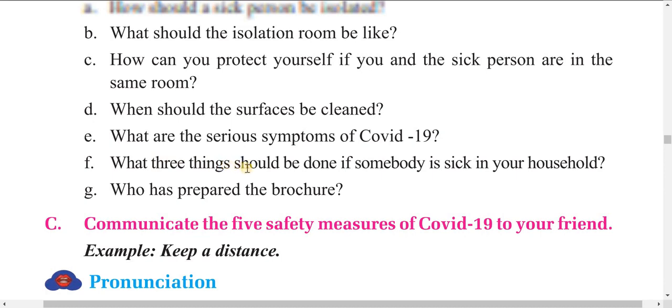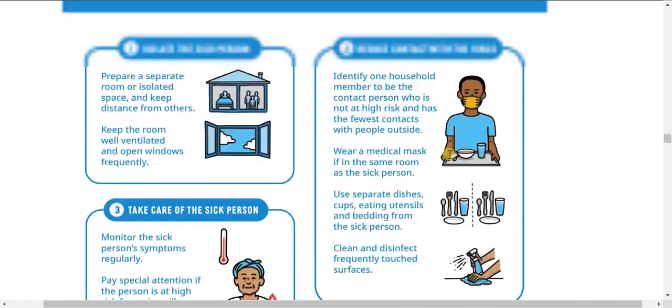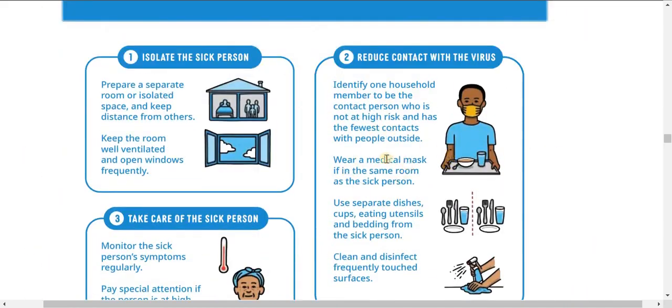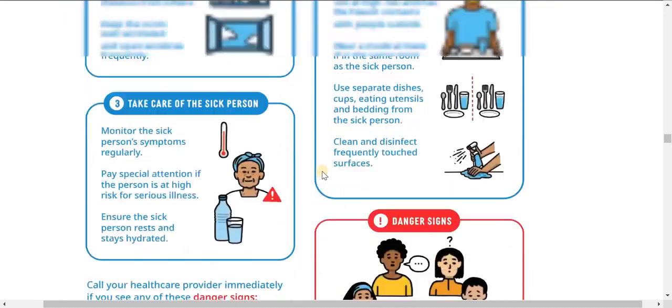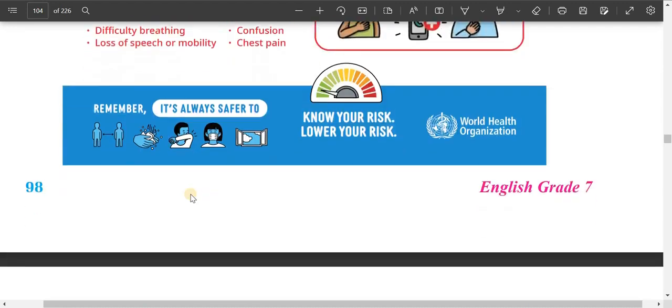What three things should be done if somebody is sick in your household? Wear a medical mask, use separate dishes, clean and disinfect frequently touched surfaces. Or we can say: isolate the sick person, reduce contact with the virus, and take care of the sick person. These three things we should follow.